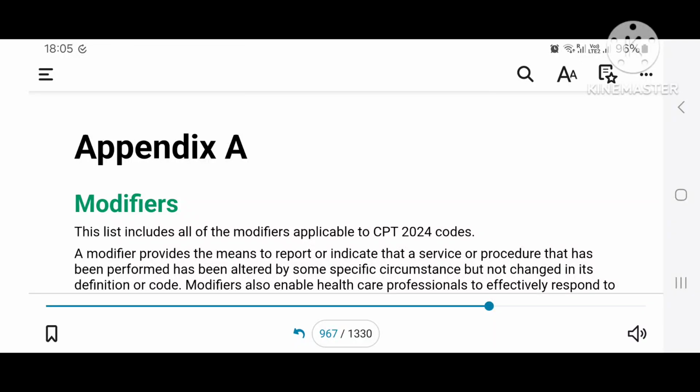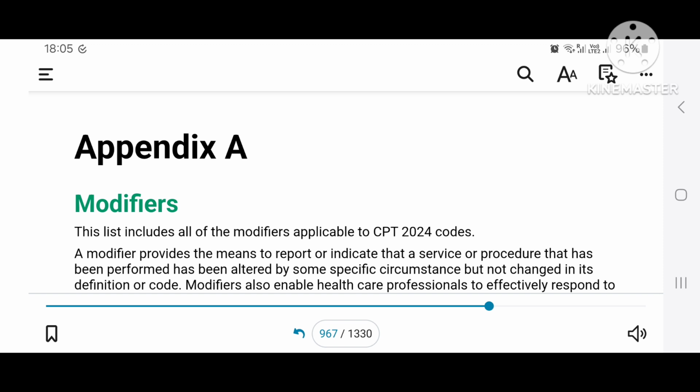Hi, in this video we will learn about modifiers which we use along with the CPT codes, and these are numerical modifiers which are present in CPT book page number 967. So in this appendix A you can find all numerical modifiers, 2-number modifiers. All 2-number modifiers will be given here and their explanation will be given here.